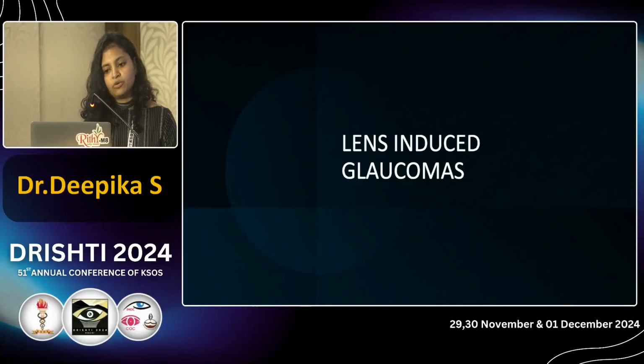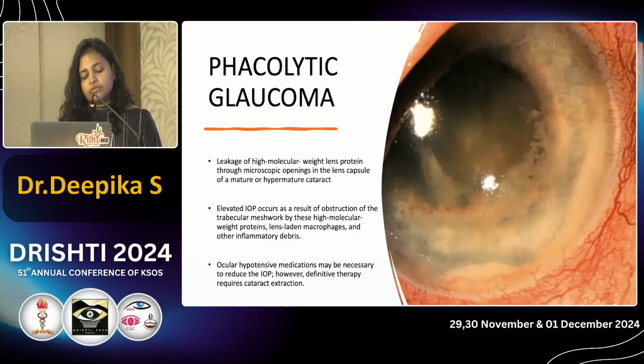Coming to the whole spectrum of lens-induced glaucomas, the first and foremost comes phacolytic glaucoma. Phacolytic glaucoma is the release of high molecular weight proteins through an intact capsule in a hypermature or mature cataract.